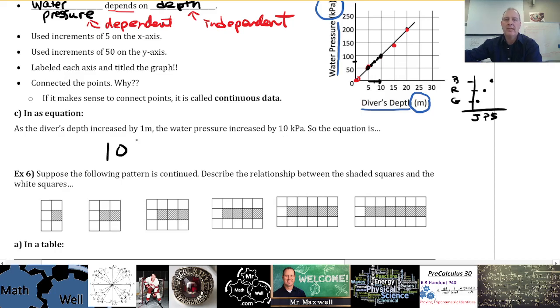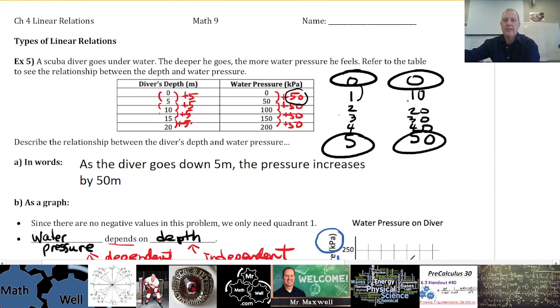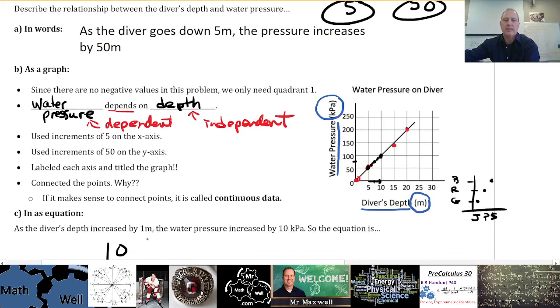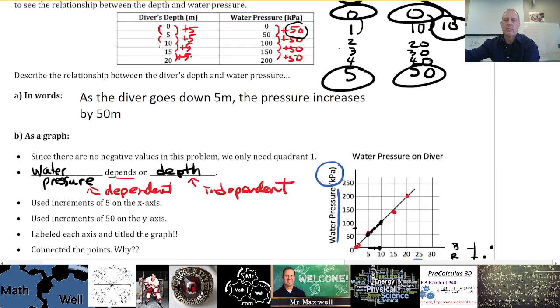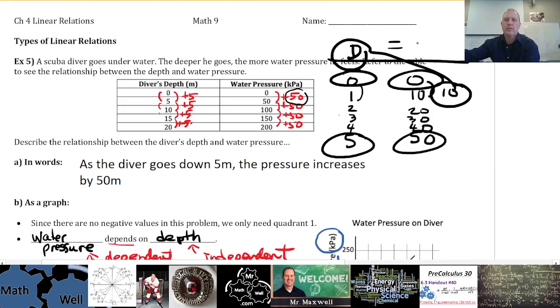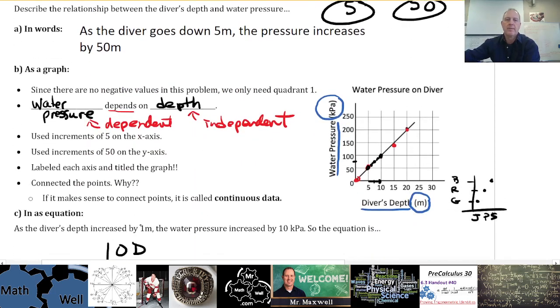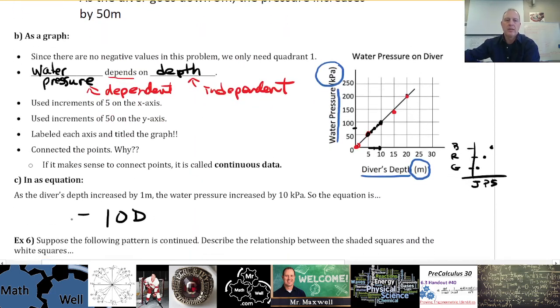So 10, right? That's this jump of 10 times, what is this? This is the depth, right? 10 times d, that's how we write this equation. 10 times d, let's start there. 10 times d for depth equals, what's this? Pressure, let's make that a p, equals p.